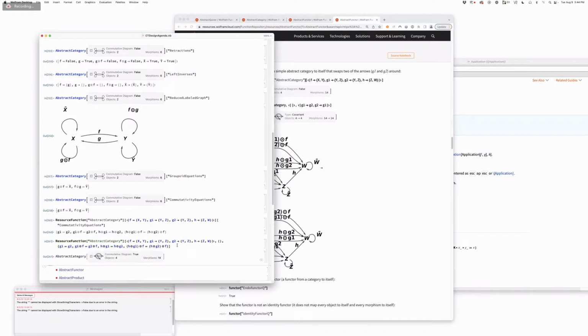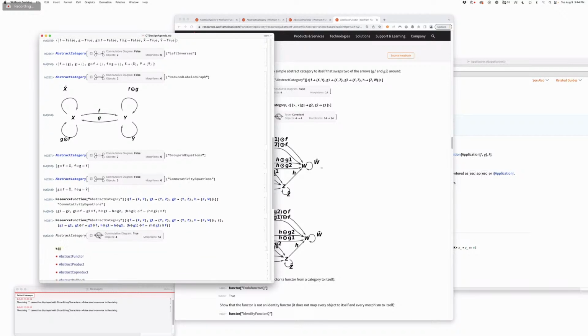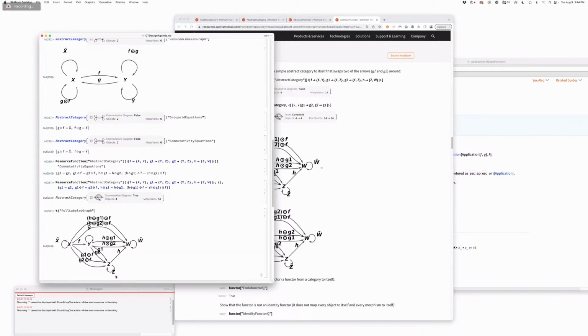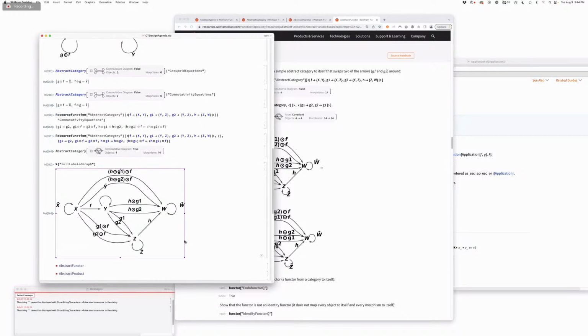Okay. Now you can see commutative diagram is true in the summary box, whereas it would have been false before. Okay, so if I now take that thing and I say full labeled graph, then you'll still see it, because in the full graph you don't impose equivalences. That's what the full means. Whereas if you said reduced labeled graph, you'd see those directed edges collapsed back.